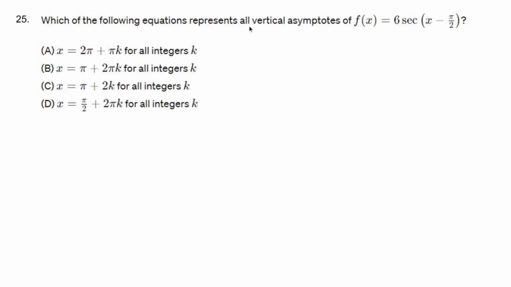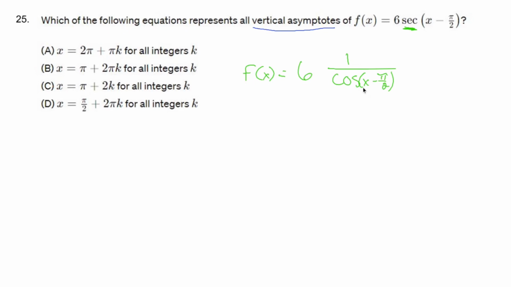Following equations represents all vertical asymptotes of f of x equals 6 secant x minus pi over 2. Vertical asymptotes exist when the denominator of a fraction equals 0. So it would make sense to me that maybe I should take secant and change it. So I could write this out as f of x equals 6 times 1 over cosine, because secant is 1 over cosine, x minus pi over 2.